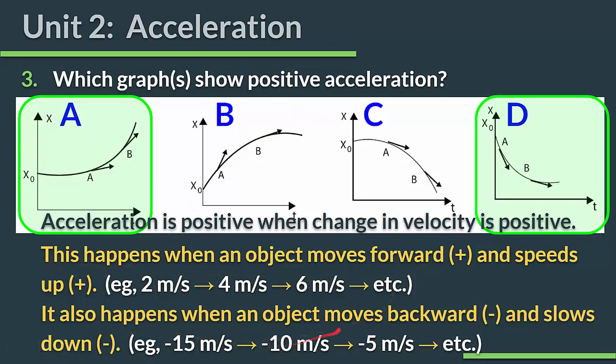And then they think of an object moving backward and slowing down as a negative times a negative, and a negative times a negative is a positive. So maybe that little trick helps, but honestly, it's safer to go back to these numbers so that you don't accidentally reinforce some kind of misconception.